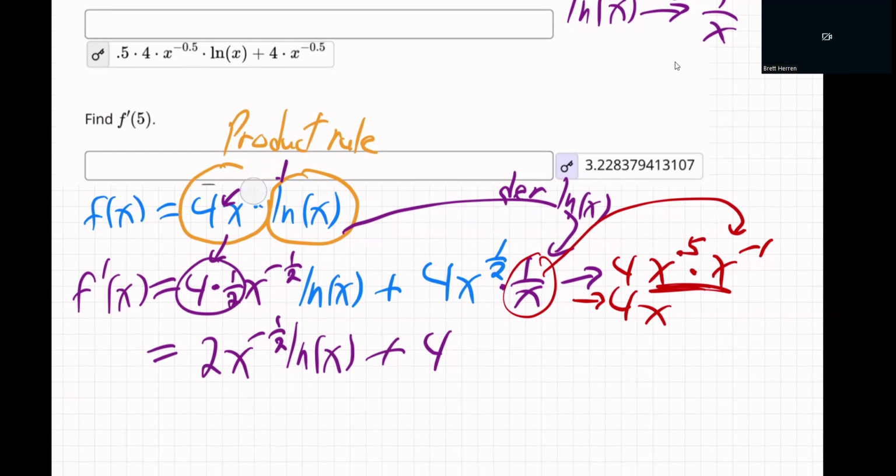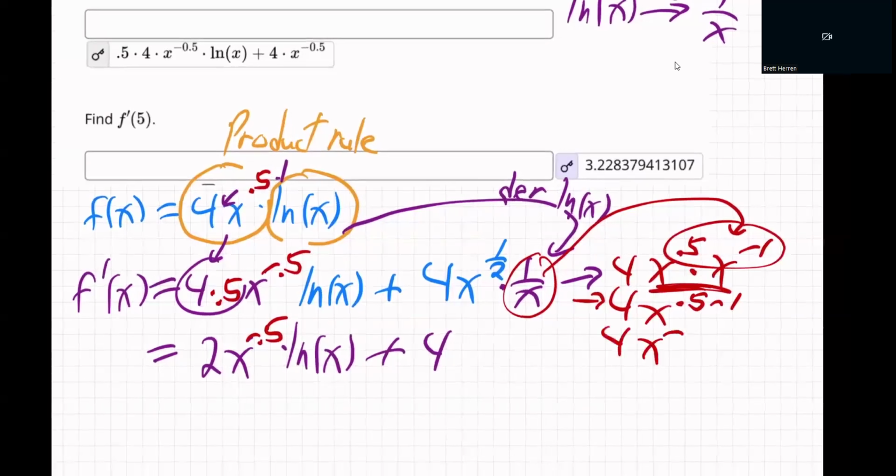I probably should have done that from the beginning, if that's easier for you. Make this 0.5, and then this is minus 0.5. Like that. And then here we have 0.5 minus 1, right? These powers add, so that's 4x to the minus 0.5.